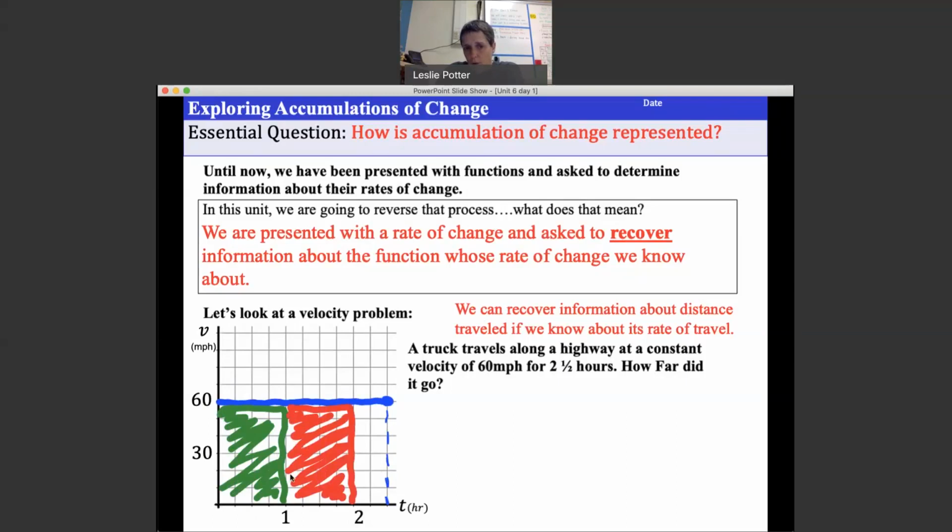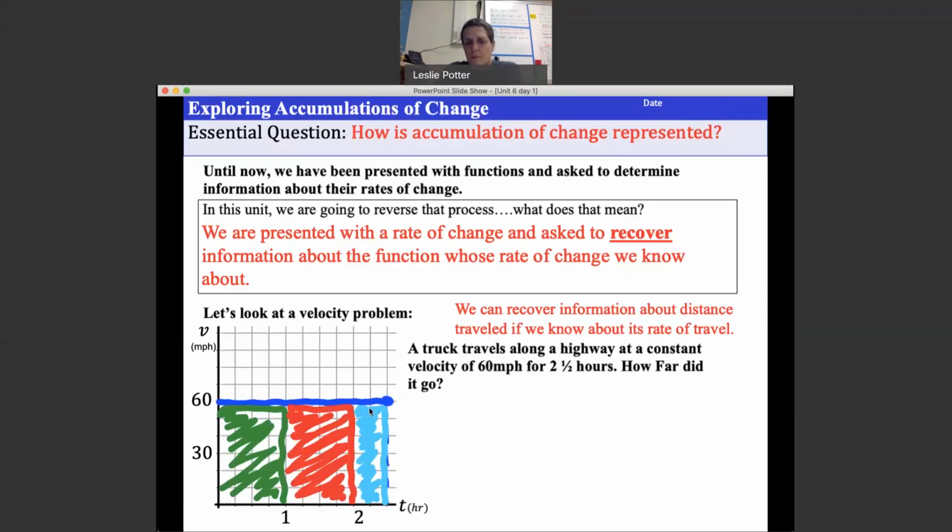I'm going to combine the red and the green. We get a width of 2 and a height of 60. There's your 120 miles. But we're not done with the trip yet. We go out another half an hour, and we know if we go out another half an hour, we've traveled half this distance. So there's your final half hour of travel. It's got a width of 0.5 and a height of 60, so it's another 30 miles.